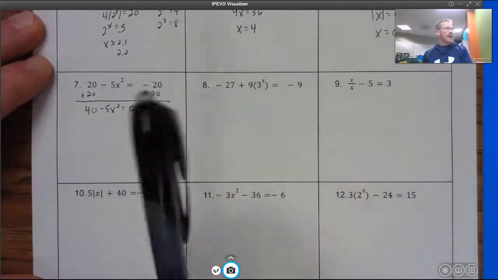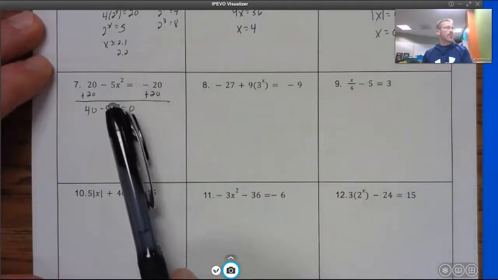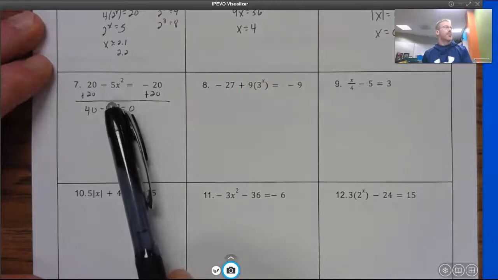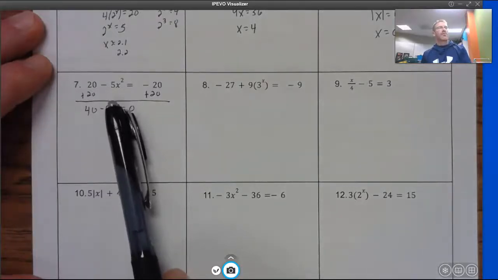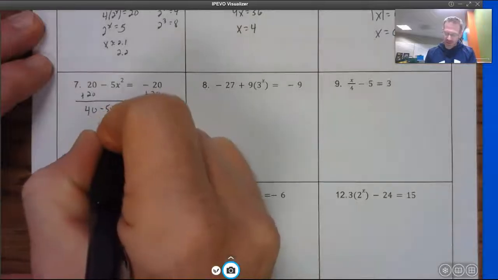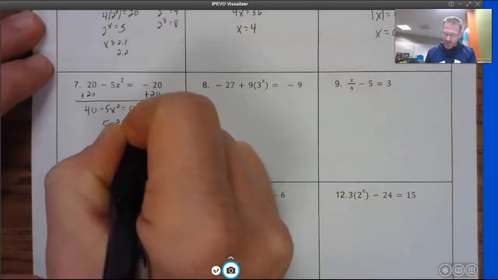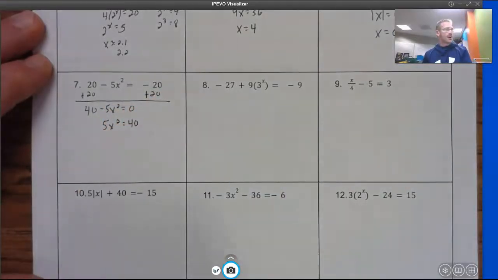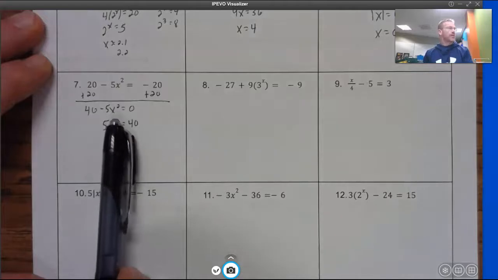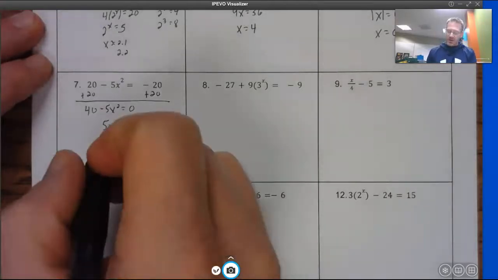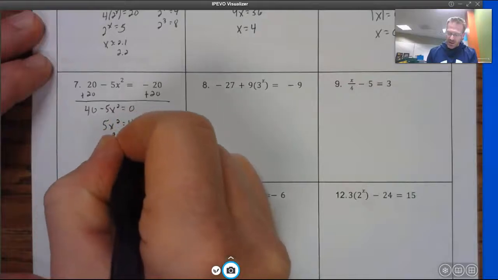And then once again, now I can use my 0 property, right? 40 minus what is 0? 40 minus 40 is 0. All right, so this means 5x squared has to equal 40. Now we're back to that multiplication problem. So 5 times what is 40? And that would be 8, so that means x squared is equal to 8.